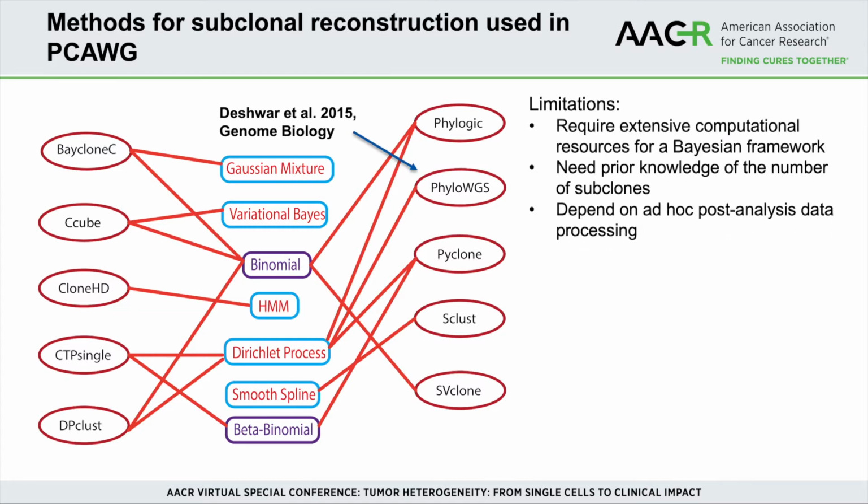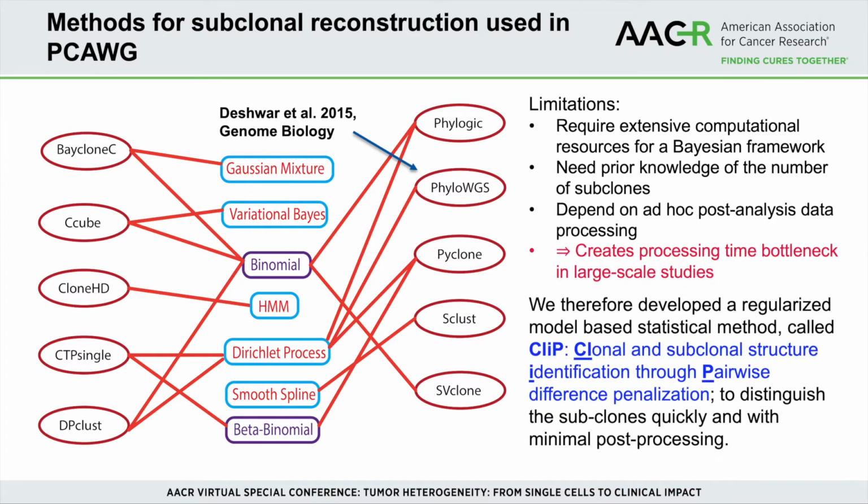All these methods are computationally intensive, creating processing time bottleneck in large-scale studies. Therefore, we developed a fast and accurate method called CliP, which is designed to reduce the processing time and distinguish the subclones quickly with minimal post-processing.